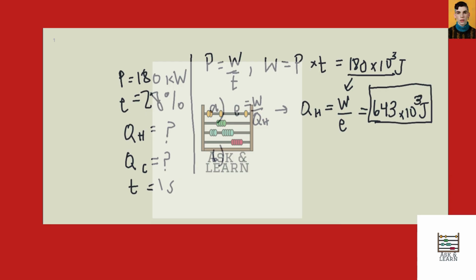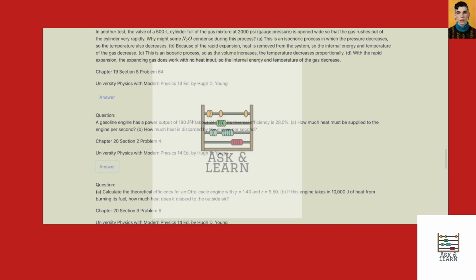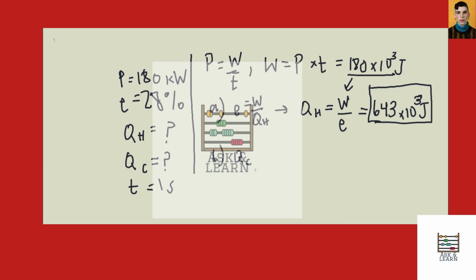And then for part B, you want to get Q cold. I should double check that was exactly what they asked for. Yeah, they asked for how much heat is discarded, and in heat engines, the lesser amount of heat is Q cold.